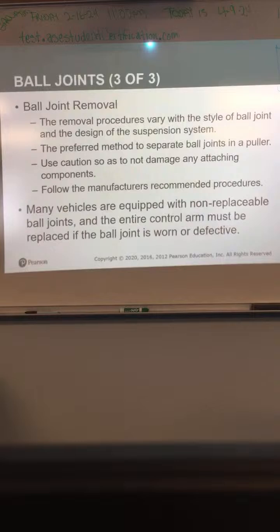Removal, depending on the car, again, not all the same. Sometimes you'll just get a whole control arm, you don't have to worry about changing the ball joint. Removal process, depending on the car, you may have to press it out, you may have to drill rivets out. Again, different ways for different cars. Just follow whatever the procedure is for that particular vehicle. Many are equipped with non-replaceable ones, like I was telling you, the whole control arm will have to be replaced. Again, I'd much rather do it that way, to be honest with you.